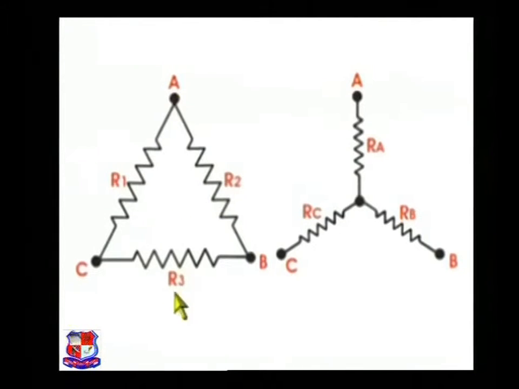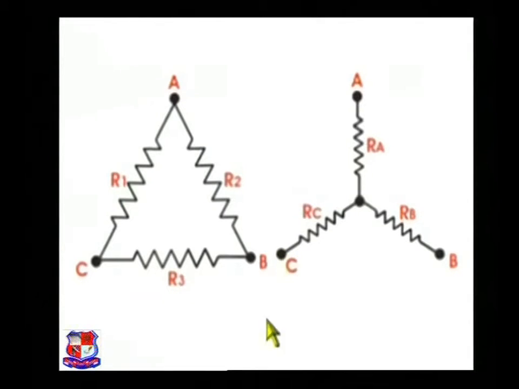Now, suppose an equivalent star is connected in place of the delta, and we have to calculate the resistance of each arm of the star in terms of each resistance of that delta. Let the arm of resistance Ra of the equivalent star be connected with point A, the arm of resistance Rb be connected with point B, and the arm of resistance Rc be connected with point C.